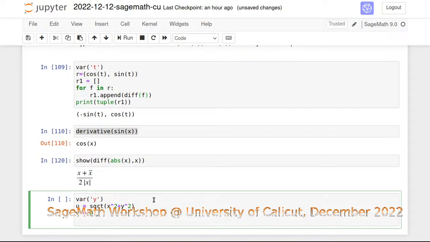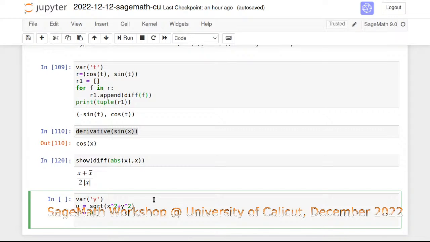This x plus x bar by 2x, 2 mod x. At 0, what happens? So this modulus function is differentiable only at 0, right? Actually, derivative does not exist. Yeah, that's a wrong answer probably. What I think is that we are trying to differentiate a function, and Sage is giving something nonsense, or at least something that we cannot actually understand what exactly it means. It's giving a derivative. I don't know what exactly it is.